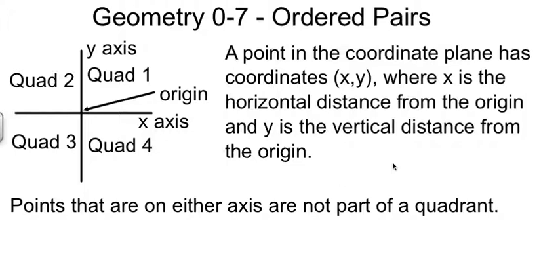And the plane is divided into 4 quadrants, quadrant 1 being the upper right, quadrant 2 being next door, and then counterclockwise around to 4. One of the things they'll be asking us is to identify the quadrant that the point is in. And it's important to know that points that are on either axis, either the x-axis here or the y-axis here, if they're on the axis, they're not part of a quadrant.